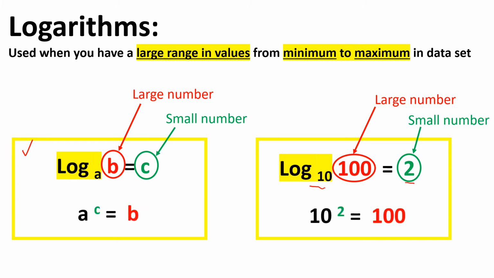So if you look at the equation on the right hand side, I've got log to the base 10 of 100 is 2, which is the same as saying 10 to the power 2 is going to give you that large number, which is the 100. If it was log to the base 10 of 1,000, that would give us a log value of 3, which is the same as saying 10 to the power 3 would give us 1,000. If it was log to the base 10 of 10,000, that would give us a smaller number of 4, which is 10 to the power 4 equals 10,000.